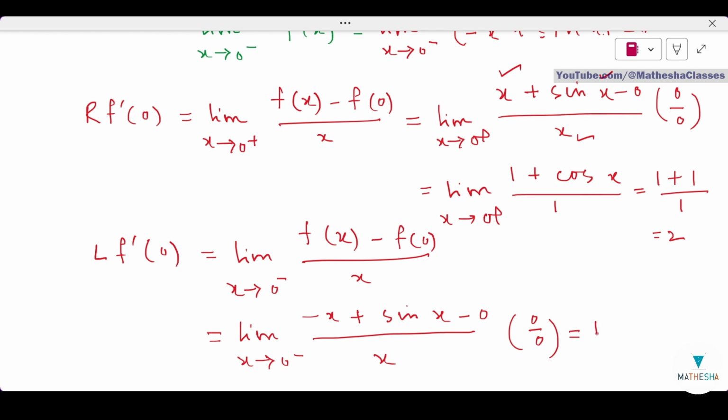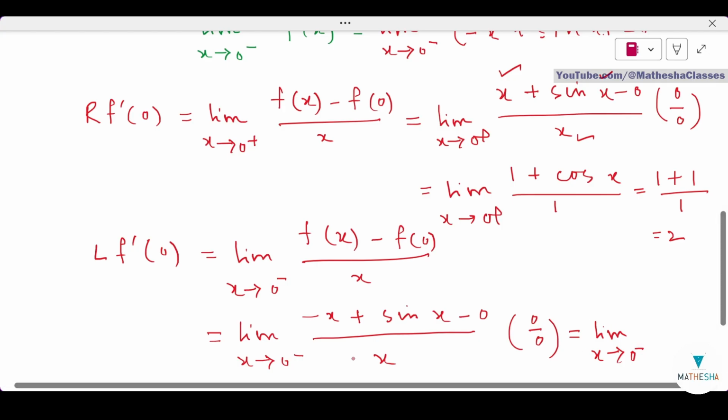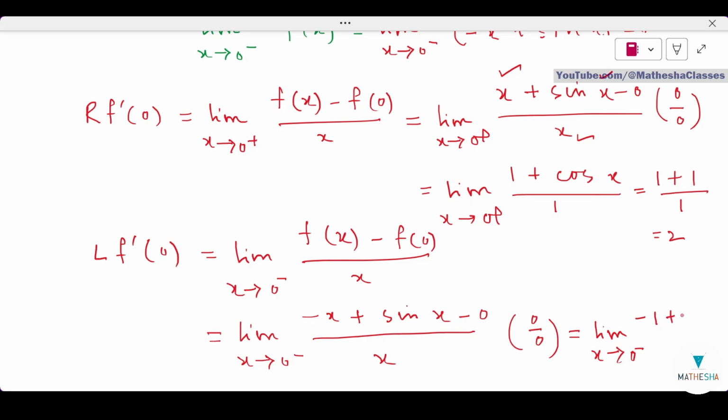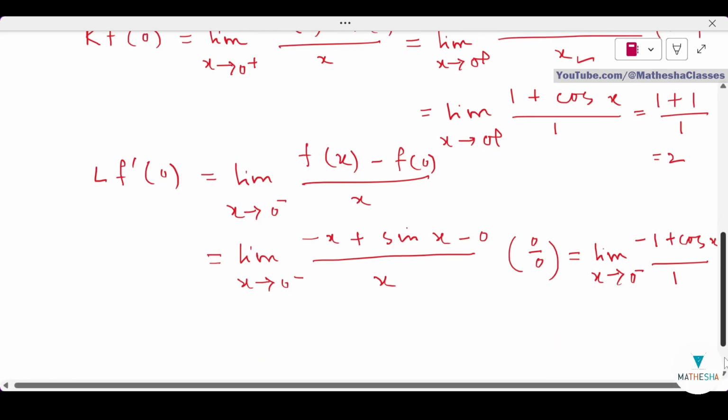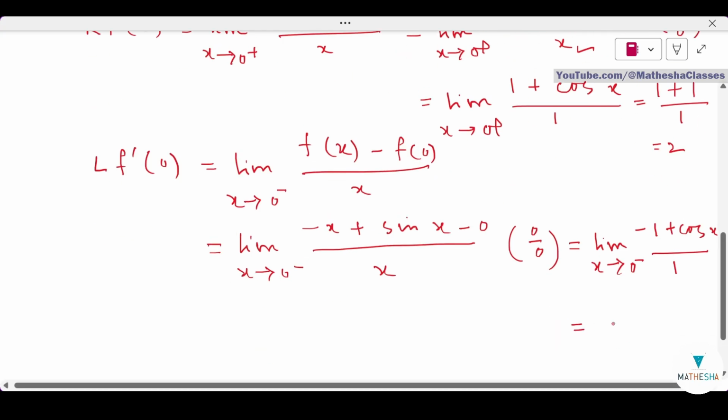So once again we will be using L'Hopital rule, and we will be differentiating the numerator and denominator. By differentiating the numerator, we will be getting minus 1 plus cos x, and by differentiating the denominator, we will be getting 1. So by putting x equal to 0, we will be getting minus 1 plus 1 by 1, so 0.